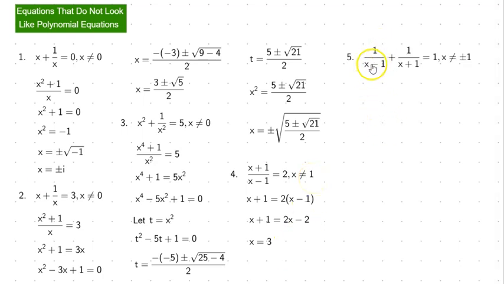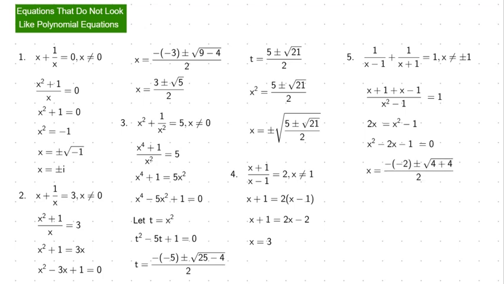Fifth one, 1 by (x minus 1) plus 1 by (x plus 1) is equal to 1. And here x is not equal to plus or minus 1. Because if it is plus 1, this denominator becomes 0. If it is minus 1, this denominator becomes 0. Again, combining, (x plus 1 plus x minus 1) divided by (x square minus 1) is equal to 1. 2x is equal to x square minus 1. x square minus 2x minus 1 equal to 0.